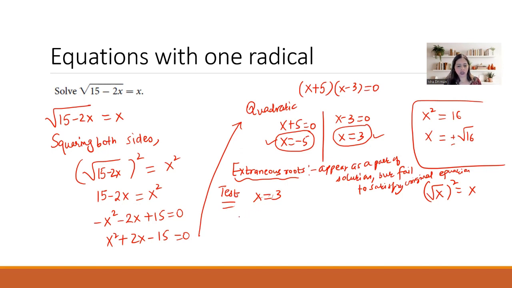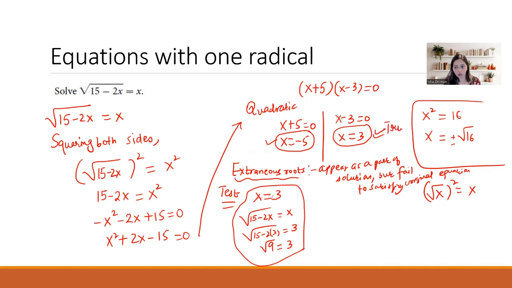So the original equation is square root of 15 minus 2x equals x. When I'm putting 3 in place of x, that's how you do the testing. Replace x with 3 in the entire equation. Now 15 minus 6 is 9, so the square root of 9 is 3. Perfect. So this actually satisfies the equation. So x equals 3 is actually a true solution.